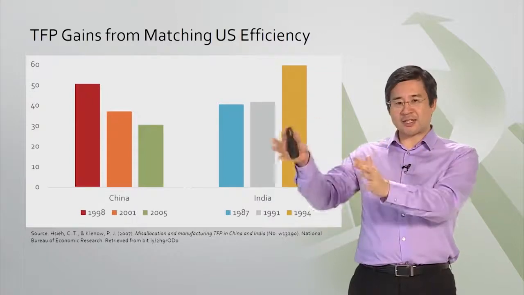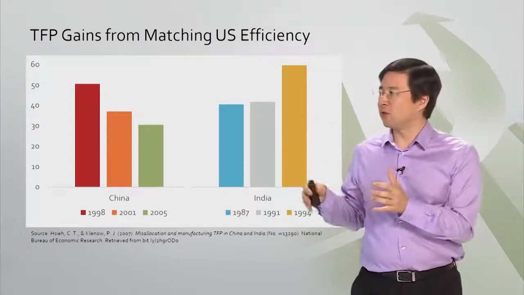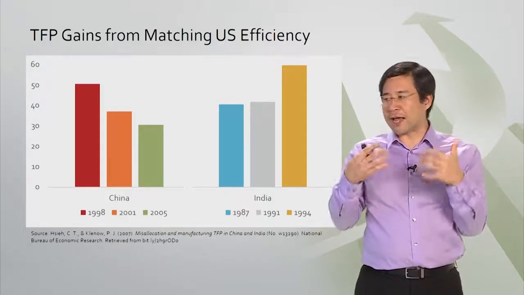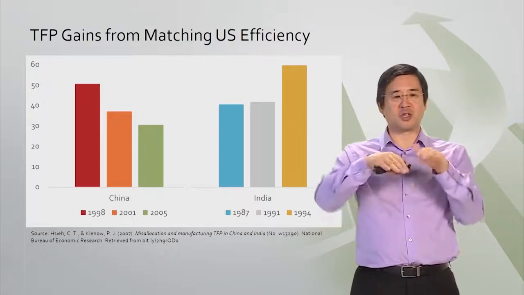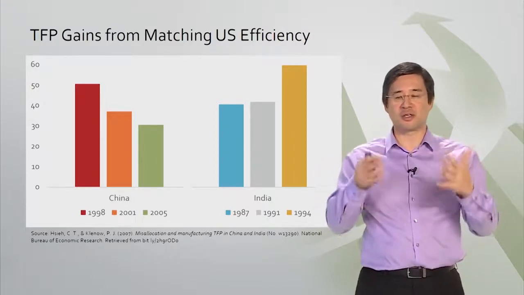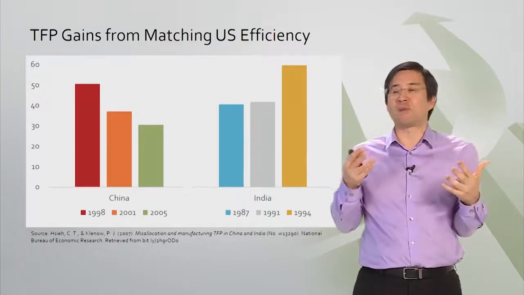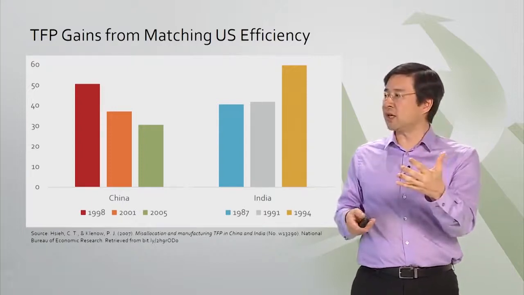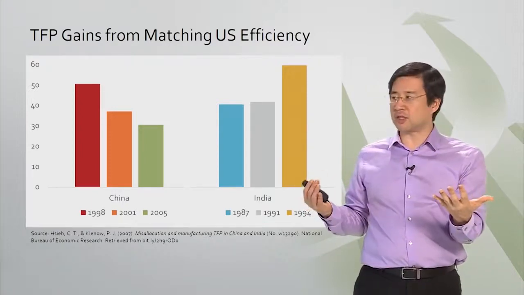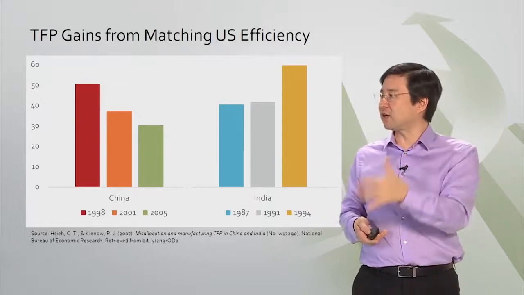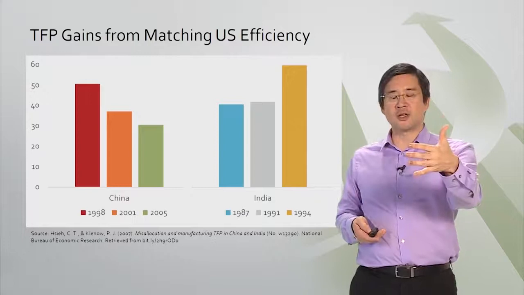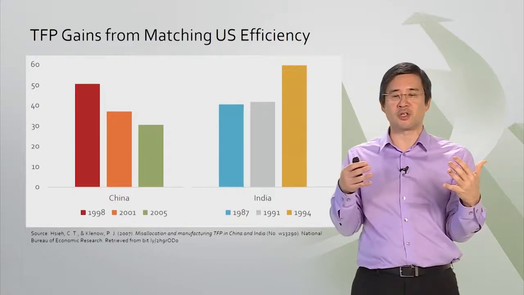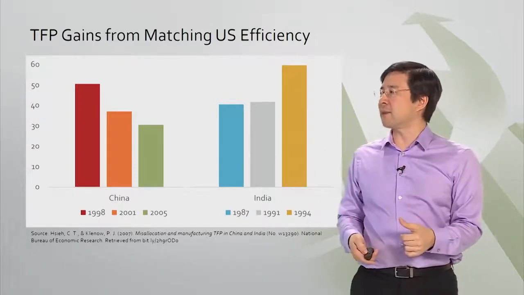If we do that same analysis for different periods of time, we find an interesting result. If we think of what would happen if China and India could match the distribution of marginal products in the US, and take the US as kind of an efficient benchmark, then what we see is that the gains from matching US efficiency are large for both countries, but they're declining in China and increasing in India, so that China's distribution is becoming narrower and its resource allocation is becoming more efficient over time, whereas the opposite is the case in India.